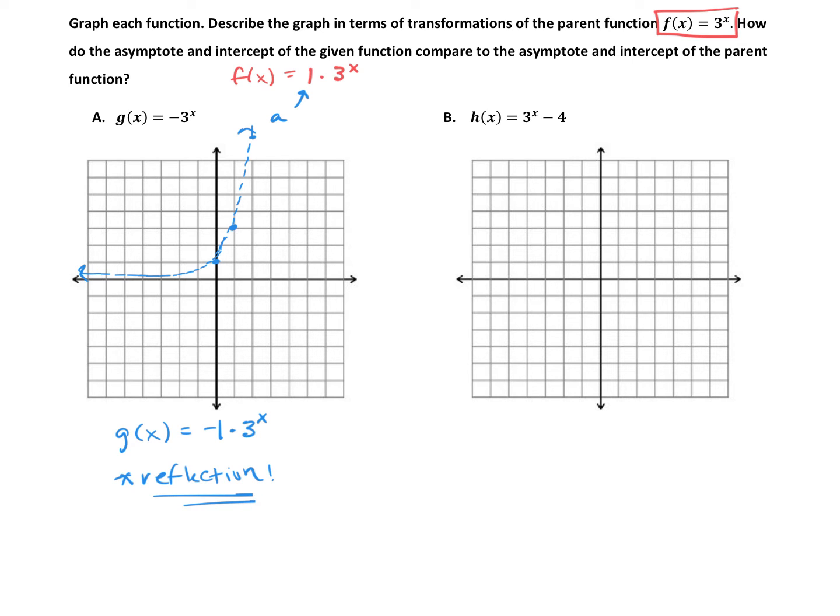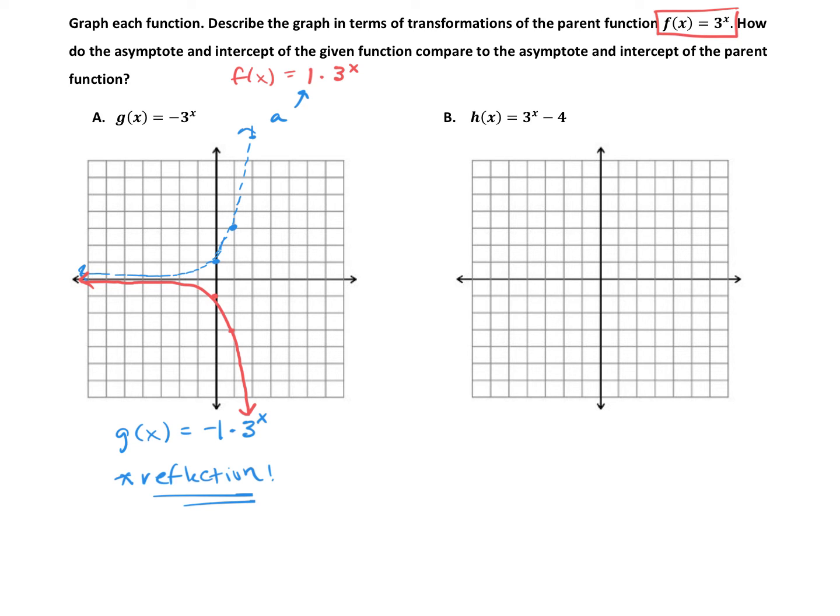So we can take all of our points that we plotted, I guess we only plotted a few of them, and we can reflect those down and get an idea of what this graph is going to look like. So our y-intercept is going to be a negative 1, and then we had a point that was 3 above the x-axis, now it's going to be 3 below. It's going to look like that. And we're coming in, hugging the x-axis. We're going to go through this point, and we're going to steeply decrease like that. So there is our g of x function.